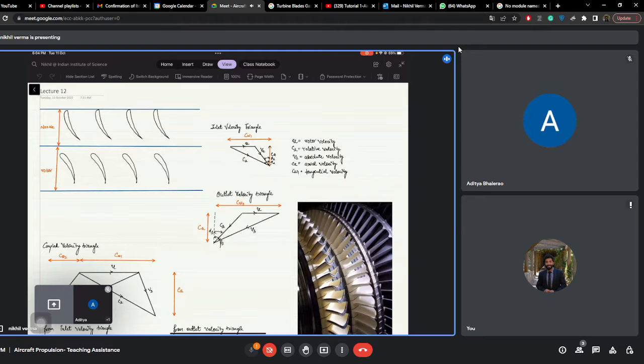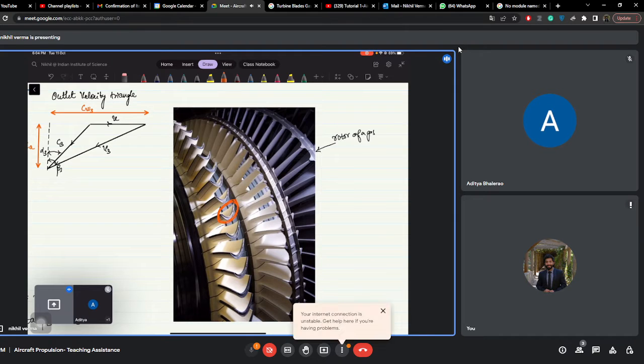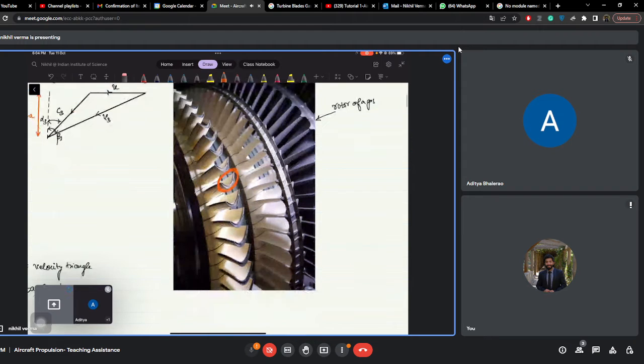So, as you can see in this figure, this is what an axial turbine looks like. This is a rotor of a gas turbine, and you can see the particular shape of the airfoil that is being used in a gas turbine engine. So this is how the gas turbine blade looks like.